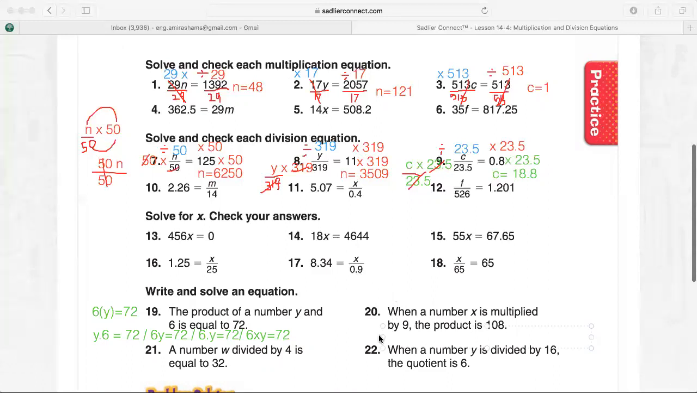When a number x is multiplied by 9, the product is 108. 9 multiplied by x equal to 108. Again, tell me. 9x equal to 108. Excellent, Miral. Excellent, super.